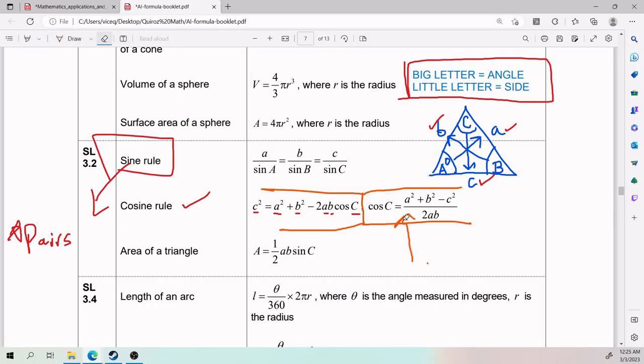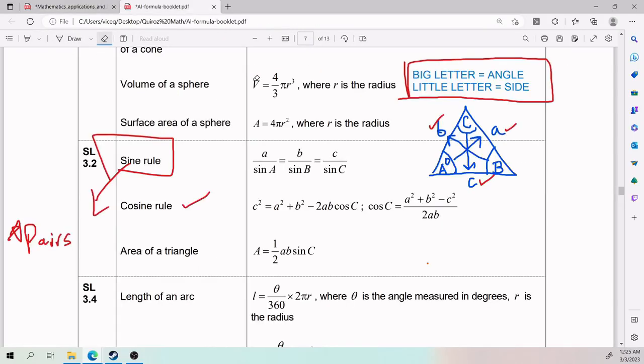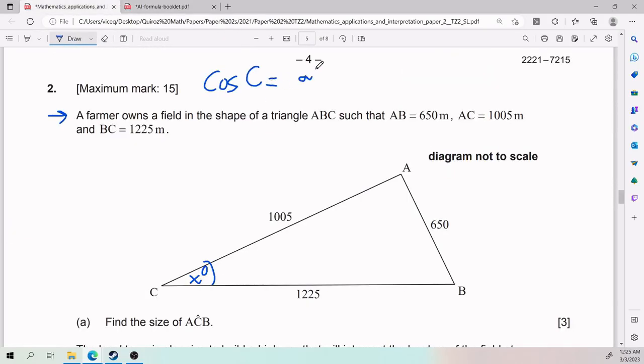So, I'm going to write out that formula over on this side. We said it's cosine C equals A squared plus B squared minus C squared, divided by 2AB. All right, so again, big letter is angle, little letter is distance. And here, since I said that C and A and B are completely arbitrary, you have to define them yourself. Now in this case, it aligns perfectly, but that doesn't always happen.